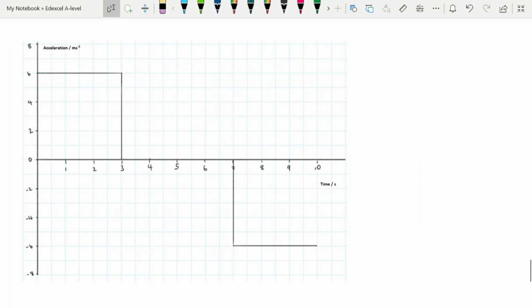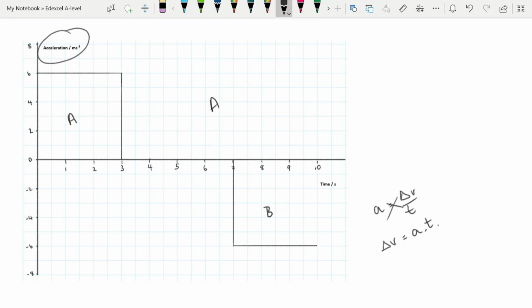What about acceleration time graphs? Again, you keep an eye on what's here. Acceleration times time is going to give you velocity, because we know that acceleration is the change in velocity over time. So if you cross multiply there, you're going to get the change in velocity is given by acceleration times time. And so the area under our graph here is going to give you how much the velocity has changed in that time. And usually, for example, on this one, that will then give you the final velocity of the object.